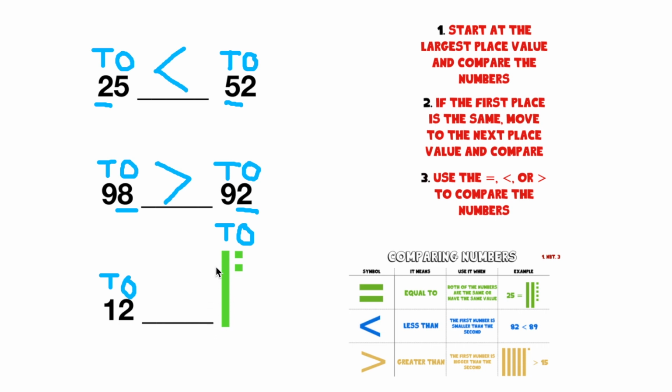Wait a minute, let me count and see what this number represents. I see my 10, and then I see that there's some ones. So if I count this rod by tens, I have 10, 11, 12. Yup, this number is also 12. So that makes sense. And remember, if both of the numbers are the same or have the same value, I use my equal to sign or my equal sign.